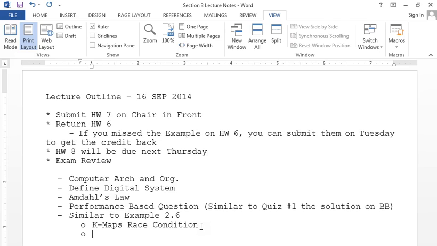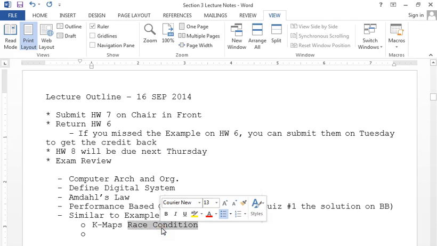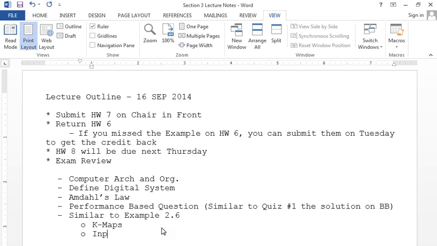So, an example similar to 2.6: you're going to be doing the K-map for Shannon expansion, determining input cost, and then drawing the circuit. What else can I ask on this exam?